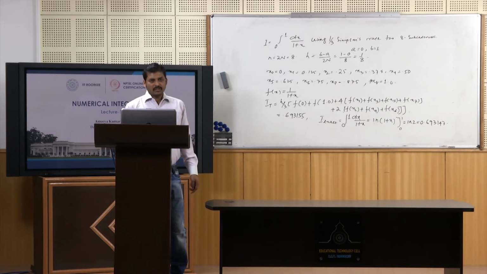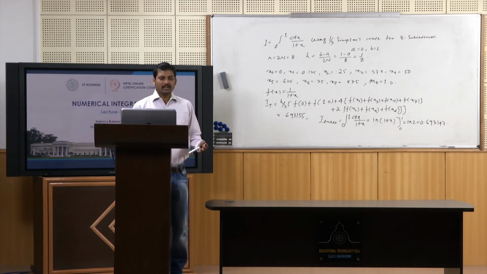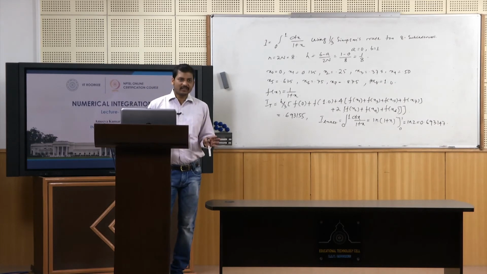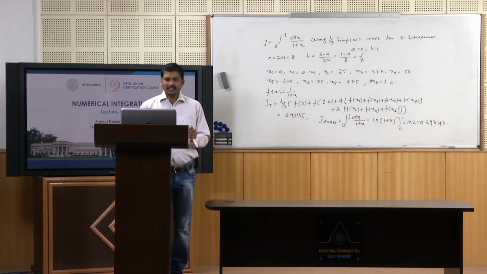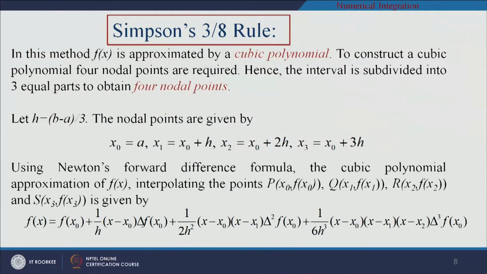Then for Simpson's 3/8 rule, we will consider that f of x will be approximated by a cubic polynomial here. To construct this cubic polynomial, 4 nodal points are required at best, say x0, x1, x2 and x3 here. Hence, this interval will be subdivided into 3 equal parts to obtain 4 nodal points.